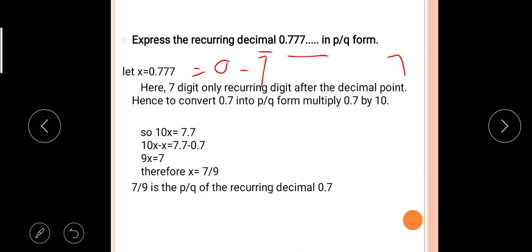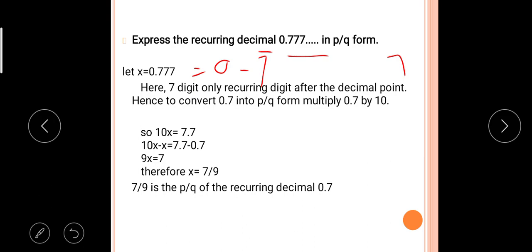Now we have to convert it into the form of p by q. Decimal into p by q form means a fraction form. Very simple. After the decimal only one digit is recurring. If only one digit is recurring, then we take x is equal to 0.7, then multiply it by 10. Why 10? Because after the decimal there is only one recurring digit.